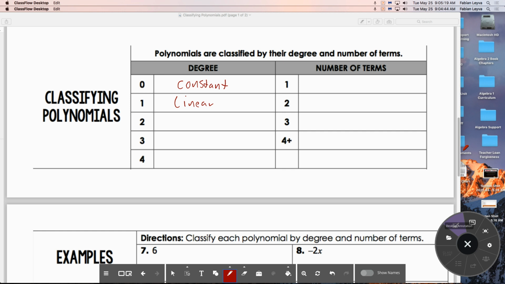Now, I think you're getting the point, but let me make sure I repeat it one more time. Let's say I give you a polynomial, and you look at all the terms, and you look at all the exponents, and the biggest exponent is a 2. I want you to call that a quadratic. Now, if I give you a polynomial, and you look at all the terms, and you look at the biggest exponent, and you see the biggest exponent be a 3, I want you to call it a cubic.